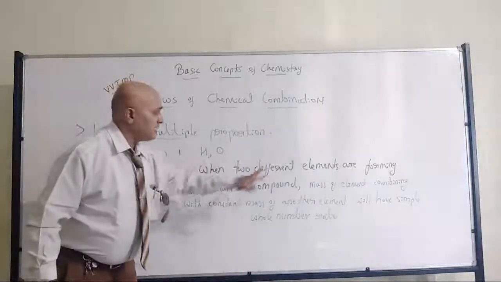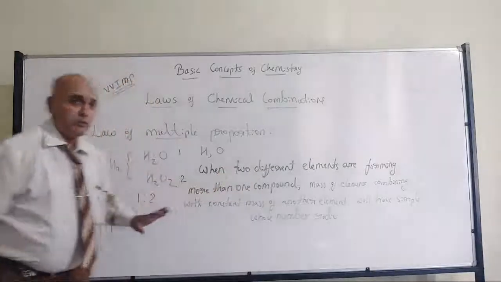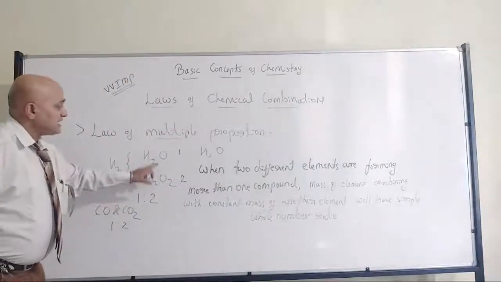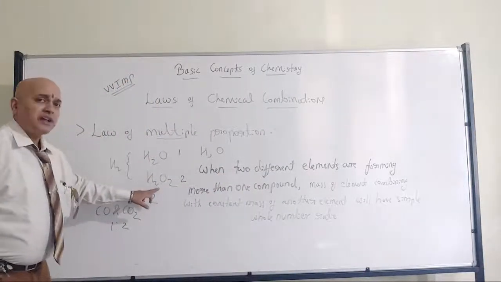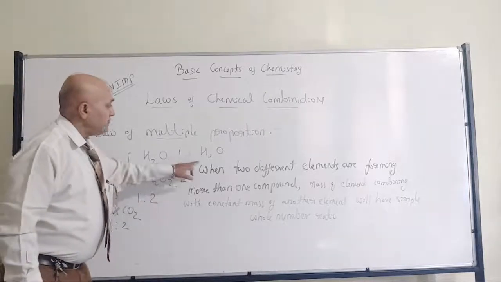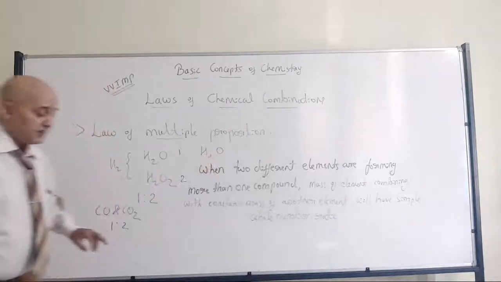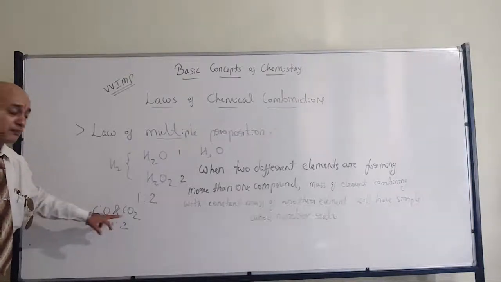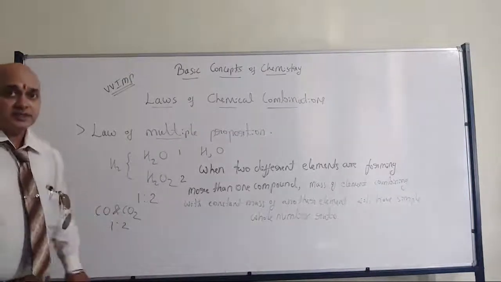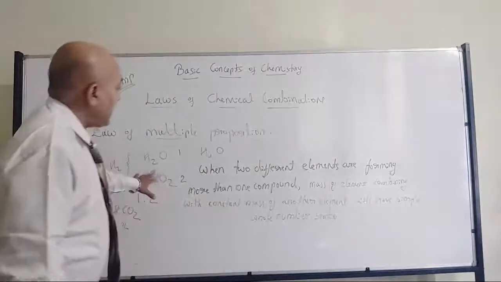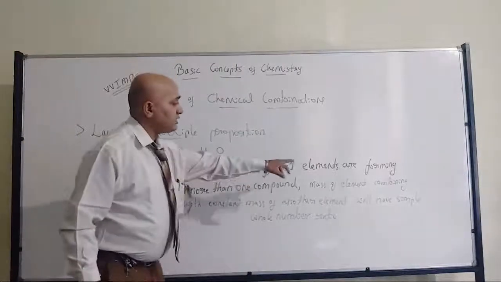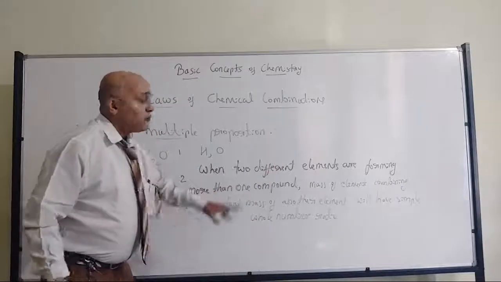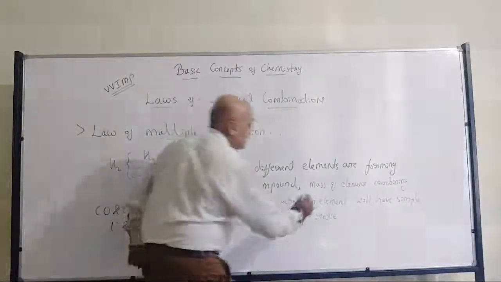When two different elements are forming more than one compound, that means in this case, when I take water and hydrogen peroxide, which are the two different elements? Hydrogen and oxygen. If I take carbon monoxide and carbon dioxide, which are those two elements? Carbon and oxygen. Fine. So that's where I have the statement: when two different elements are forming more than one compound.